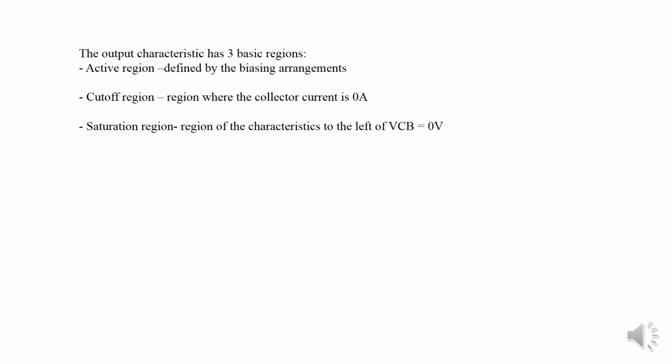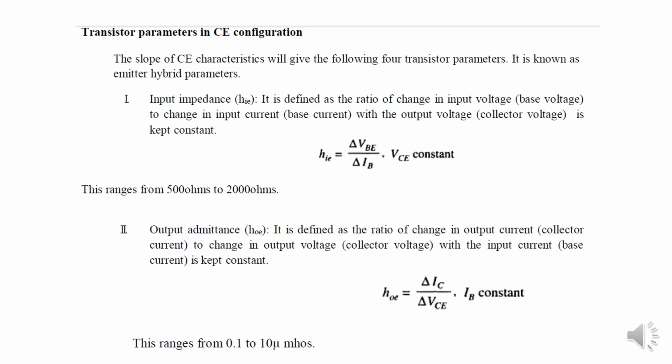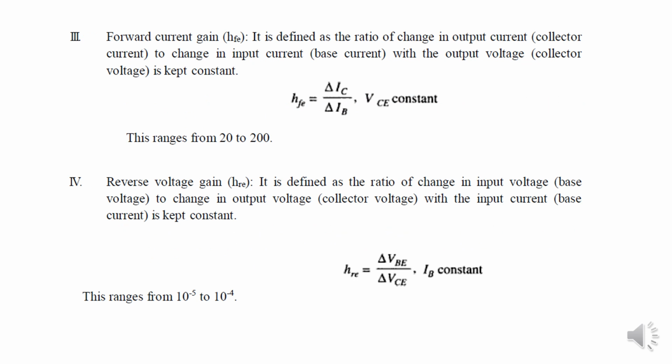In the output characteristics, there are three regions: the active region, the cutoff region and the saturation region. The active region is defined by the biasing arrangement, in the cutoff region the collector current is 0, and the saturation region is the region of the characteristics to the left of VCE equal to 0. Now we can see the parameters. The input impedance, as we already know, is hie equal to del VBE by del IB at constant VCE. This is the output admittance in the case of the CE configuration, this is the formula for the forward current gain, and this is for the reverse voltage gain.